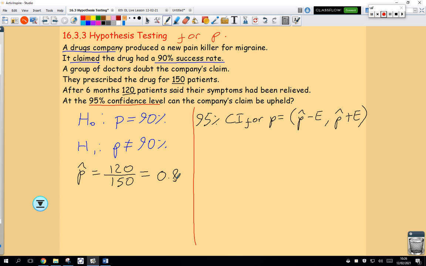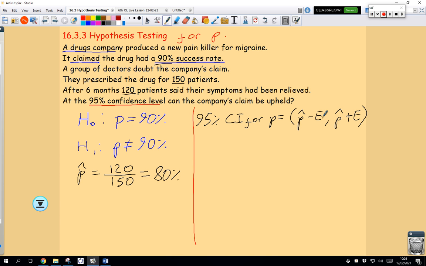0.8, or 80%. Okay, given that they've said it's a 90% success rate, I'm going to think of that instead of 0.8. I'm going to think of that as 80%. So 12 out of 15, that's 80%. So in our sample, 80% of people found their symptoms had been relieved. So that's P hat taken care of.